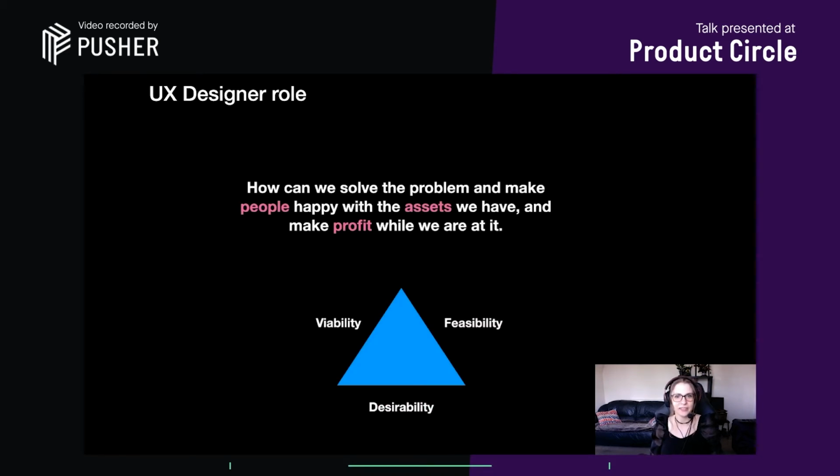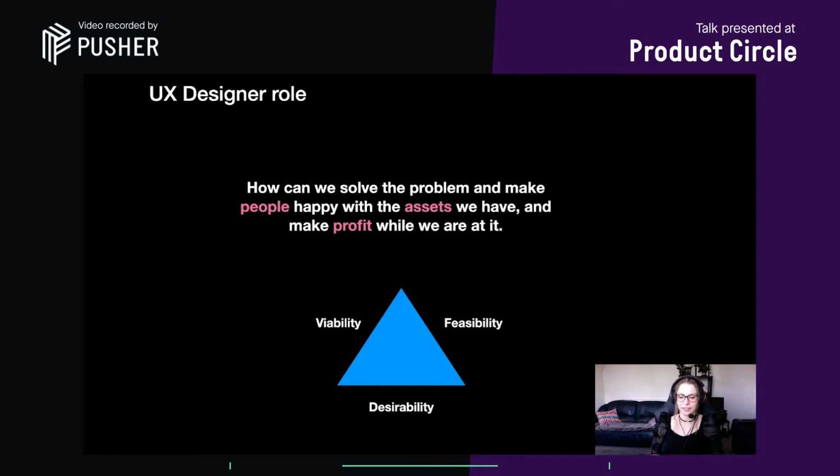So here is all that put into one succinct sentence. How can we solve the problem and make people happy with the assets we have and make profit while we're at it? That is the big UX question. And if you find a way to solve that question, then yeah, that's your UX designer sweet spot.